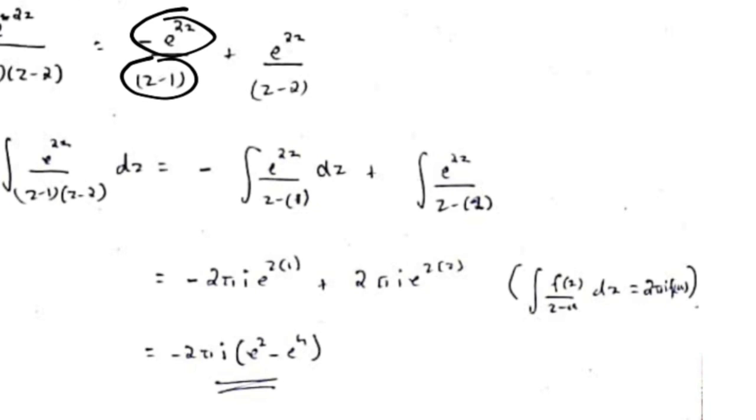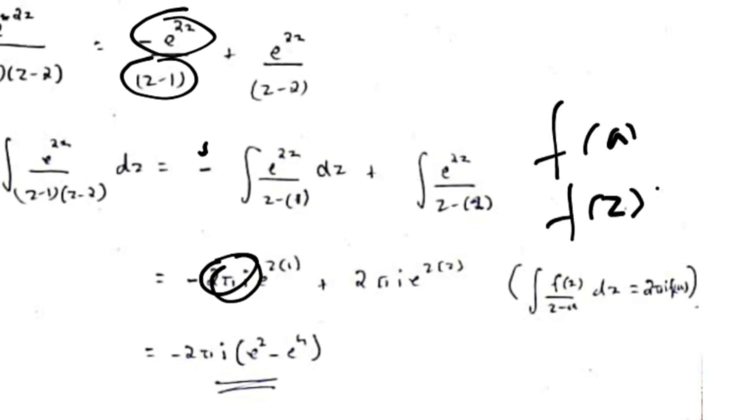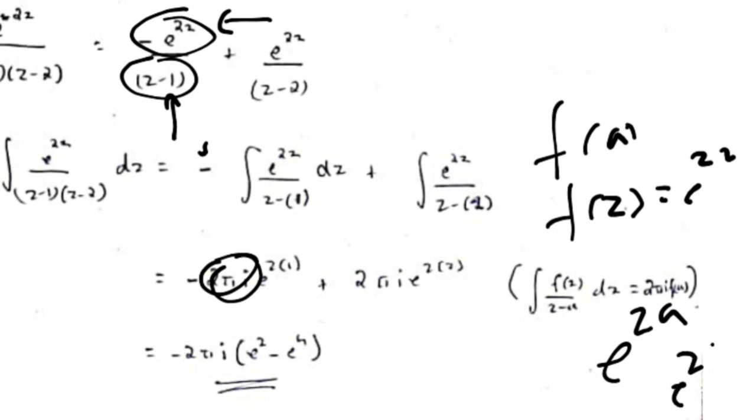So what we will be doing is minus 2 pi i, the minus from the previous one, and 2 pi i into f of a. What is f of z here? f of z is e power 2z. See here, it's given as e power 2z. So instead of z, if you have to apply a, we will be getting e power 2a. The value of a is 1 here, so we will be getting e power 2 into 1.